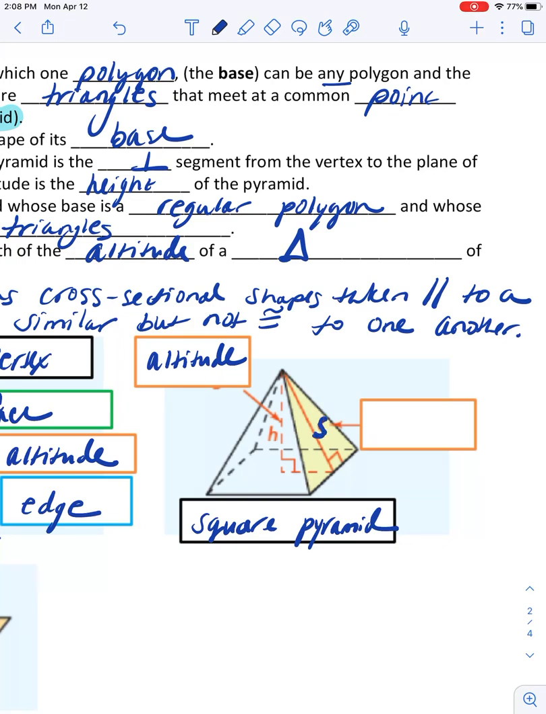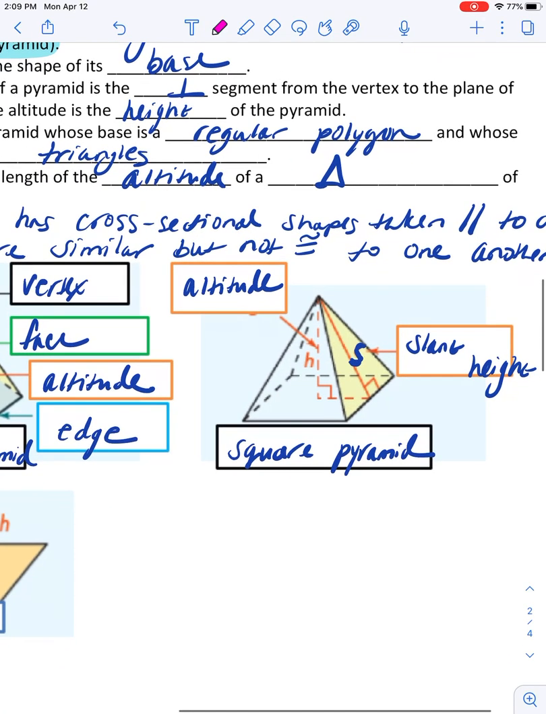Now this other box, I'm going to make this little guy an S, and this is pointing to the slant height. Up above, I told you that a slant height is the length of the altitude of one of those triangles of that pyramid. So if I take this yellow triangle that's highlighted in yellow on that paper, this height here is the height of one of those slanted triangles. It's not the height of the pyramid, it's the height of that triangle. We call that the slant height.